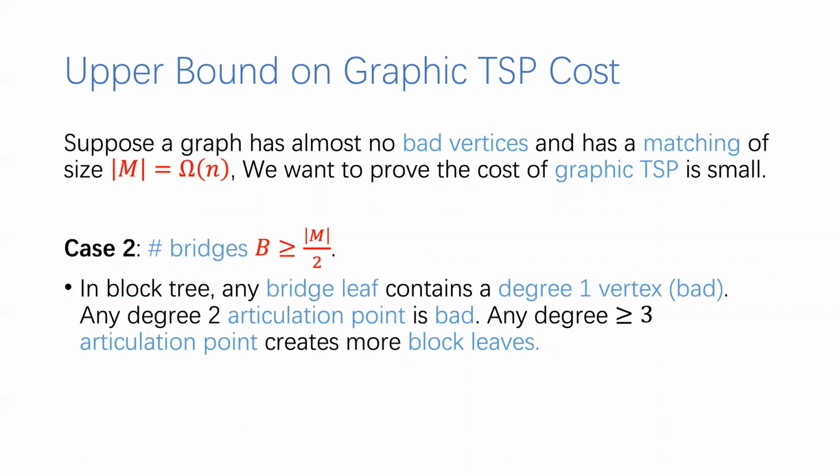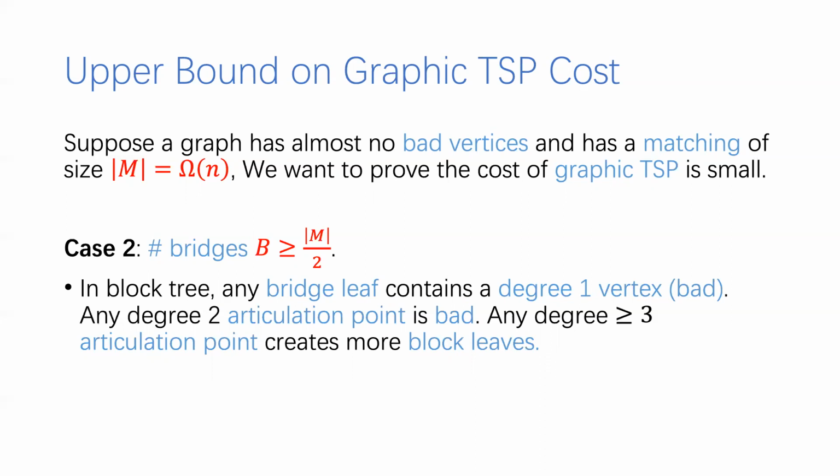The other case is when the graph contains many bridges. In this case, we consider its block tree. Now consider the leaf blocks. If the block is a bridge, then it will contain a degree 1 vertex, which is bad. Otherwise, it's a non-bridge block. Now consider a vertex in a bridge. If it is not an articulation point, then it has degree only 1, which means it's a bad vertex.